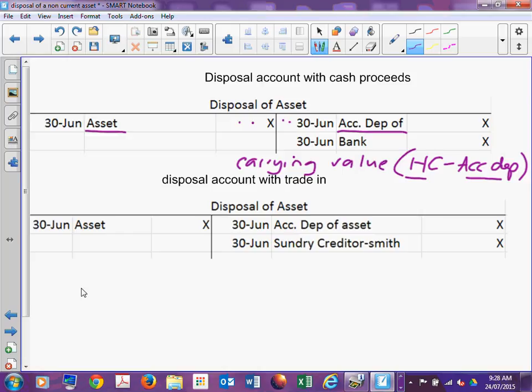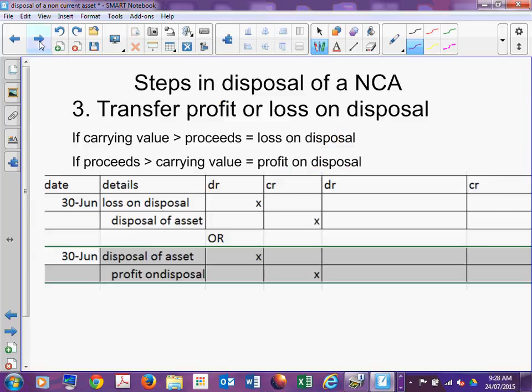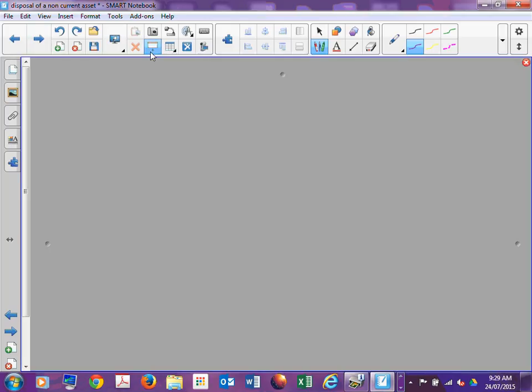The entry that we just did tells us what we got for the asset, whether we got it for cash or whether we got it as a trade-in. And that goes on the credit side of the disposal account. Okay, so by this stage, we should be able to work out whether we made a profit or a loss on disposal. Alright, so that's our next step.